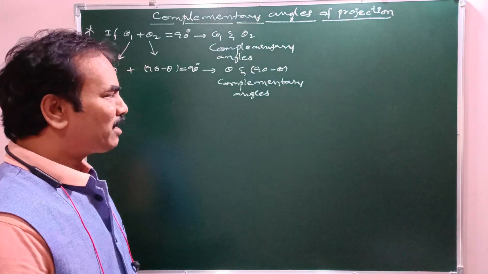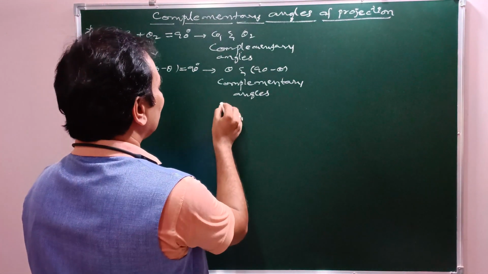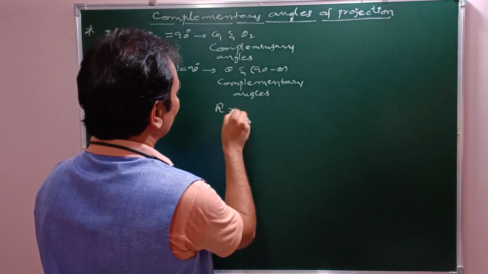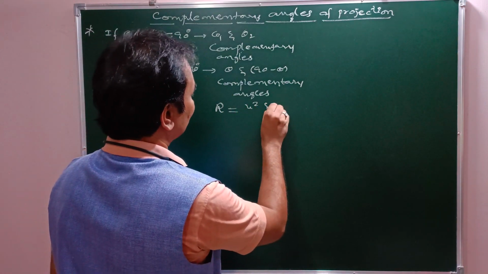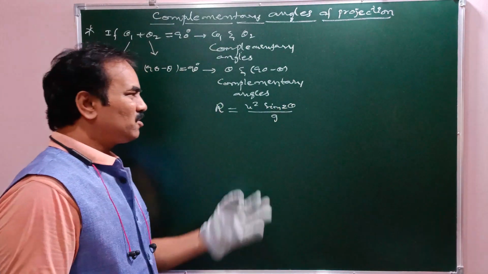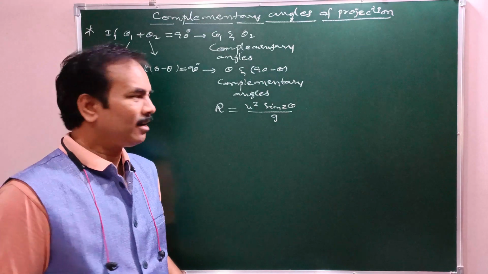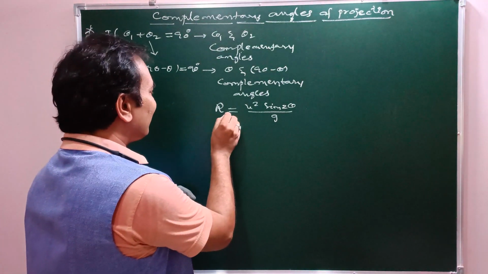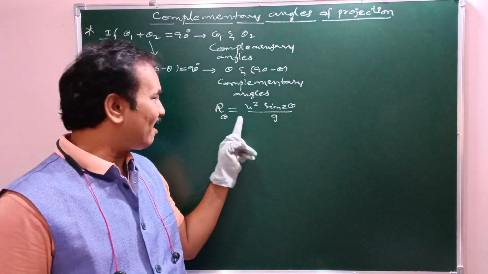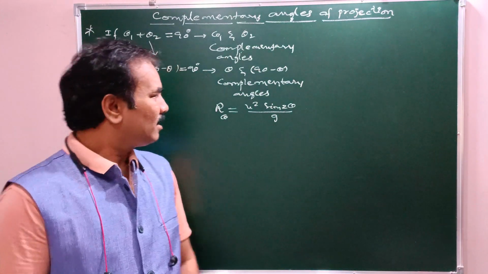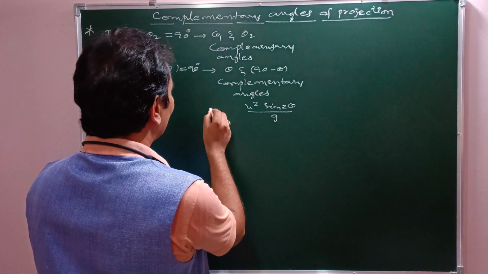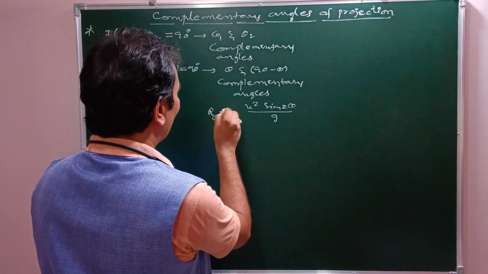What is the expression for range here? Range R equals U square sine 2 theta by G. Am I right? Here range means R at theta. Yes, this is the expression for range when that body is projected at an angle theta with horizontal. This is R at theta, say that is R1.